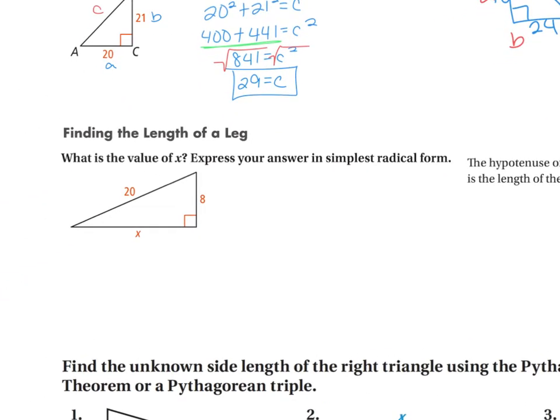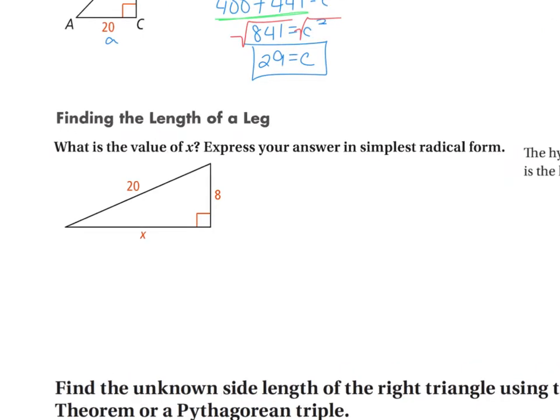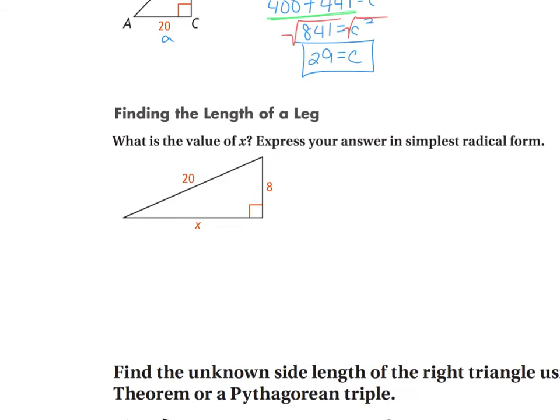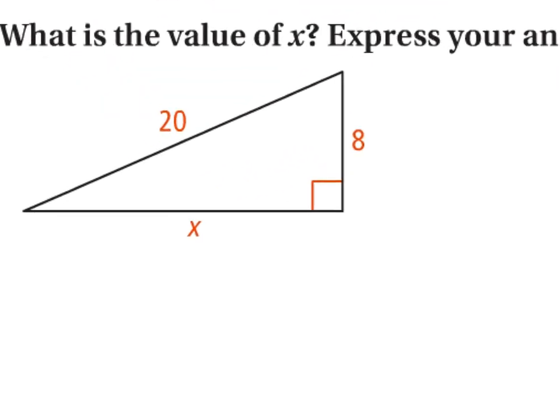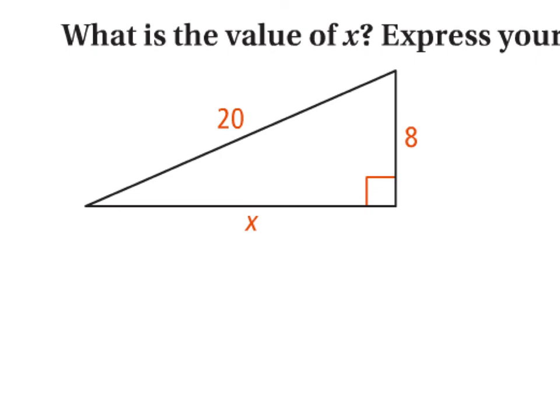Next one, what is the value of x? Express your answer in simplest radical form. So simplest radical form tells me I'm probably going to have to simplify a radical, and it's not going to be a whole number, but that's okay. So let's label all of our sides. Where is the C, the most important side? Well, that's on the 20, longest side. So now you can call this x, A, or B. I'm just going to call it A, and this 8 will be B.